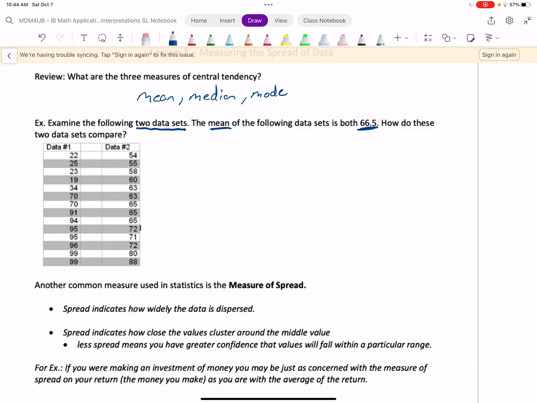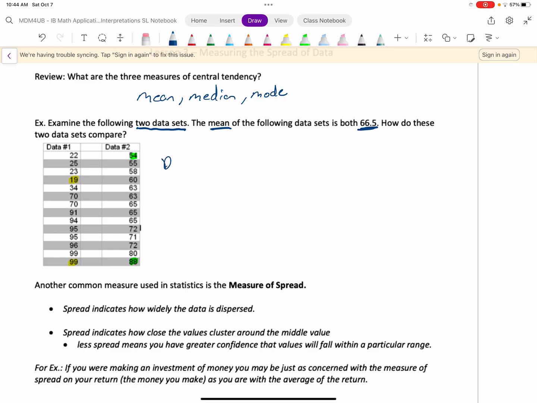So if you just look at the numbers, you can see here, I don't know, 19 might be the lowest for data set 1, and the highest is 99. In data set 2, are they in order? Yeah, they are. The lowest is 54, and the highest is 88. So the spread of the data is very different between the two data sets.